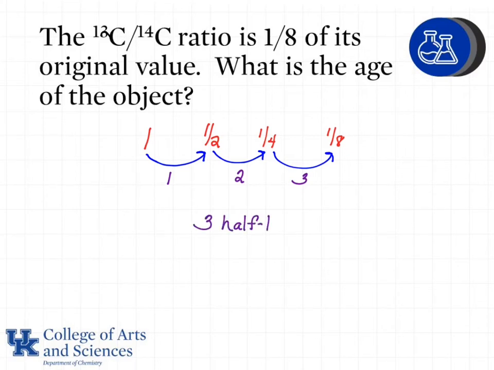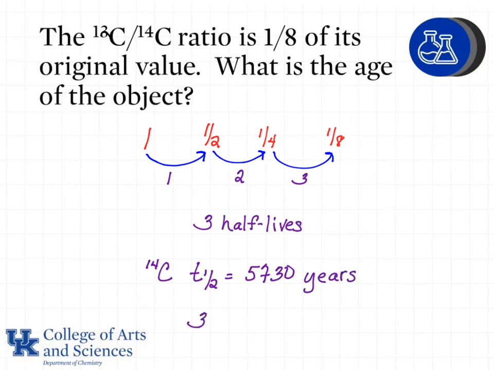We know 3 half-lives have passed, and for carbon-14, each half-life is equal to 5,730 years. So we see 3 times 5,730 years is equal to 17,190 years.